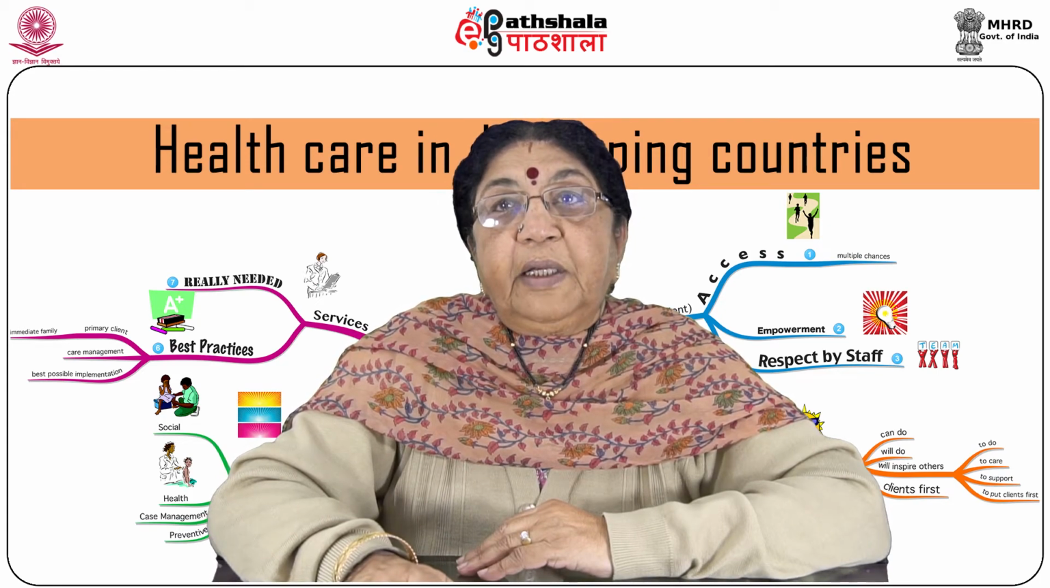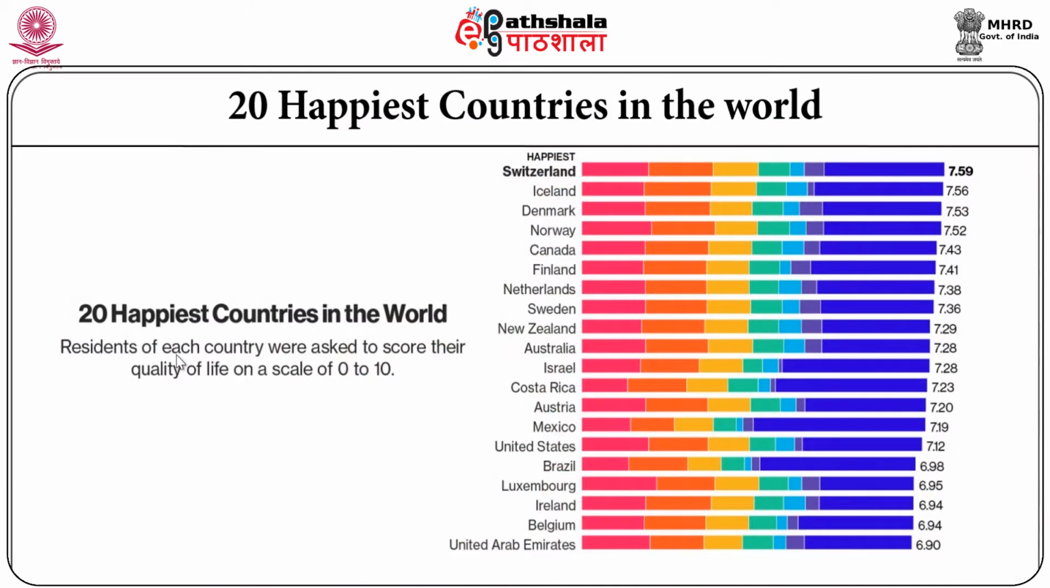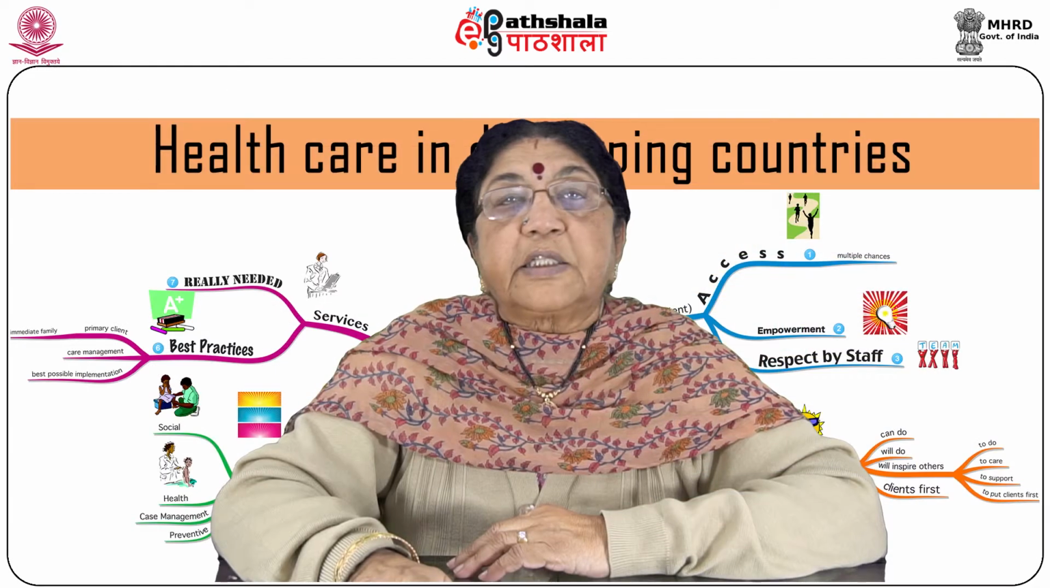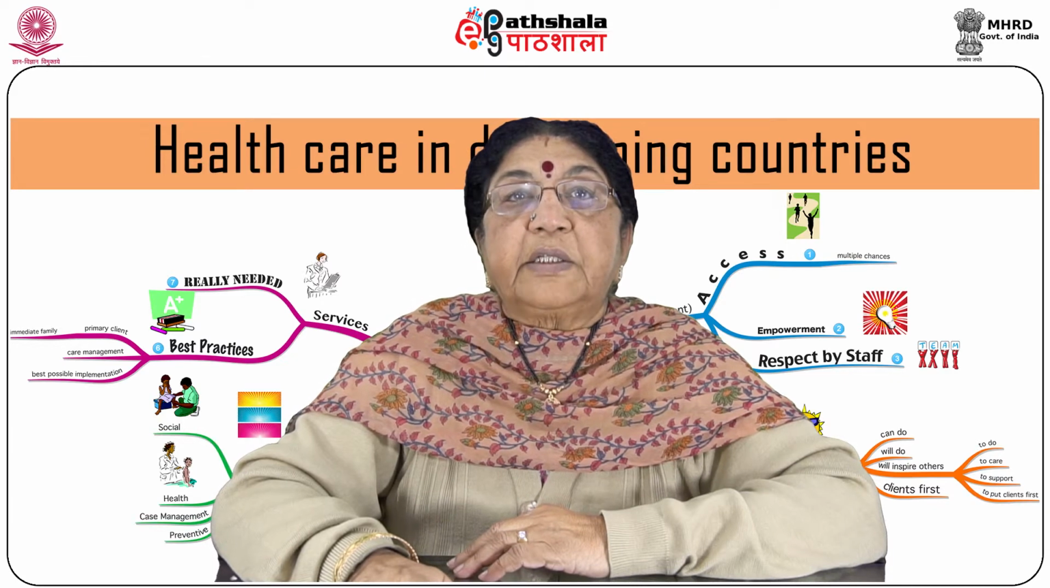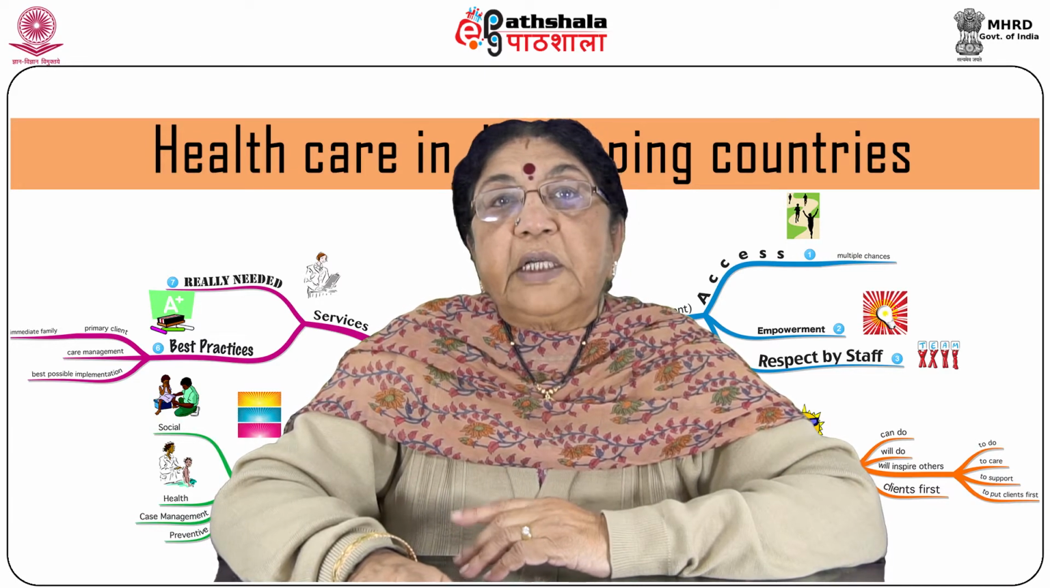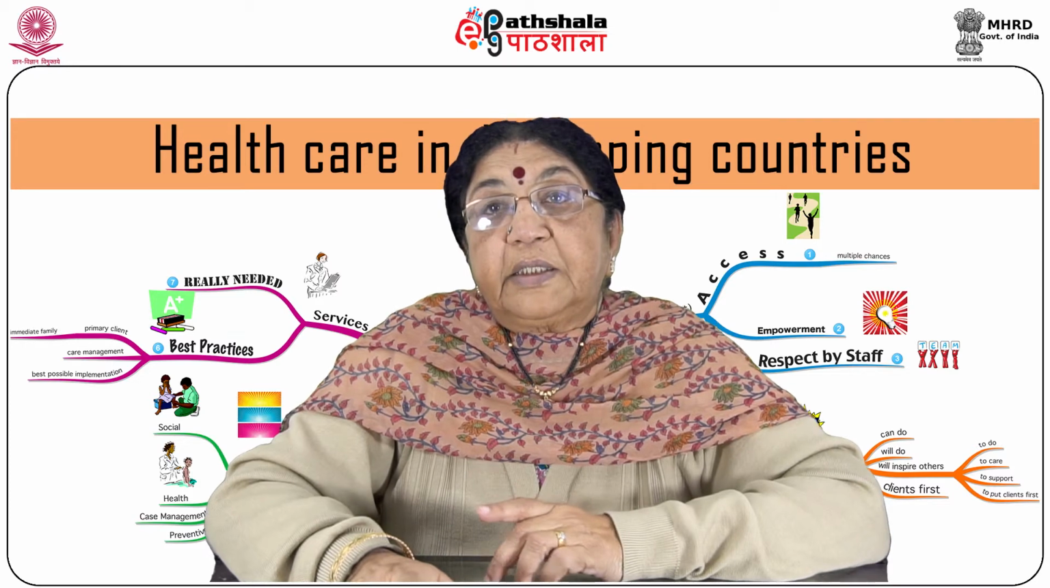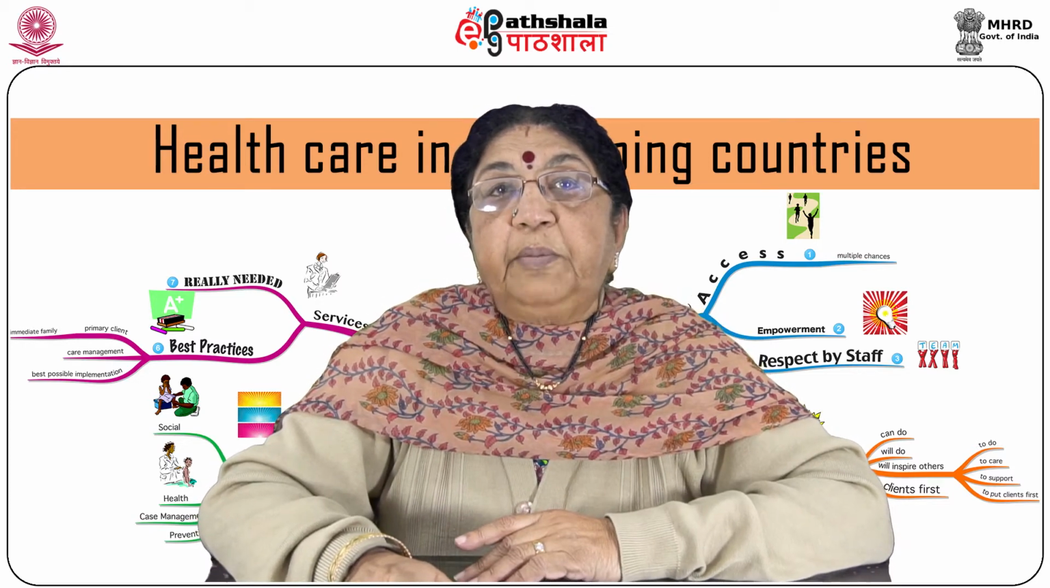And there's one very happy picture which stands before you, which shows the 20 happiest countries in the world. Happiest in the sense, because happy is a question mark: are they happy with the health services, or are they happy in their health? It matters. For example, Switzerland, Iceland, Denmark, Norway, Canada, Finland are supposed to be the happy countries. Whereas the United States, strangely enough, is coming way below.